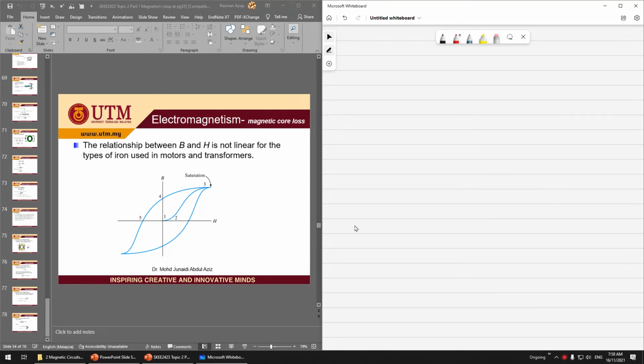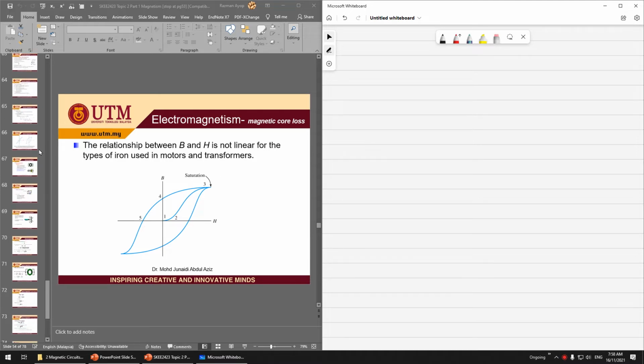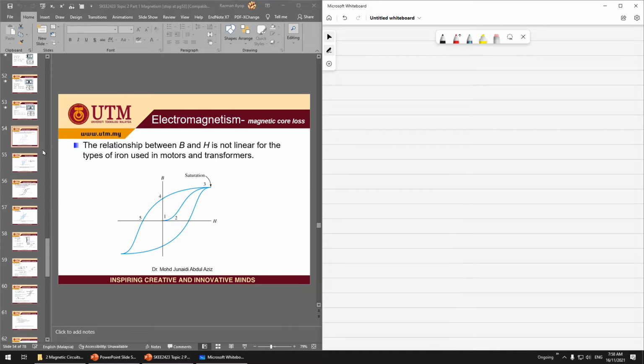So we continue our study with magnetic core losses, which is slide number 54. So this basically goes back to the theory. When this topic started, it started with the theory, and then we continued with the calculation of the circuit, and then we continue back with the theory. Sorry, the notes are kind of not organized properly, but make sure you try to understand it.